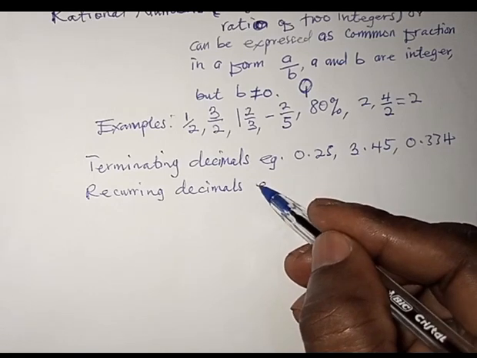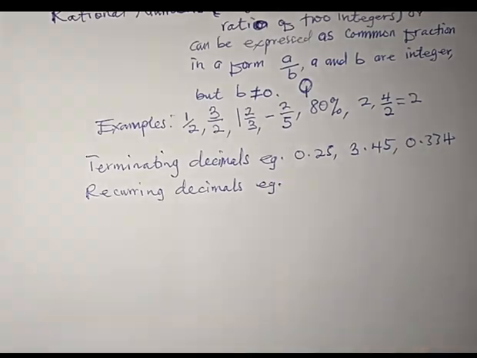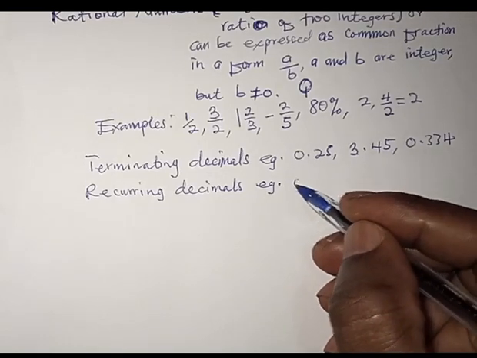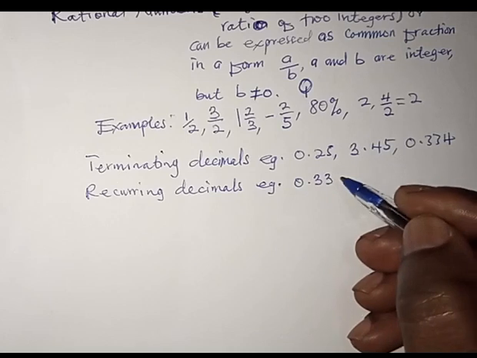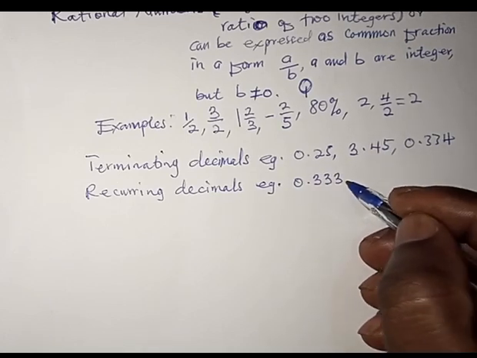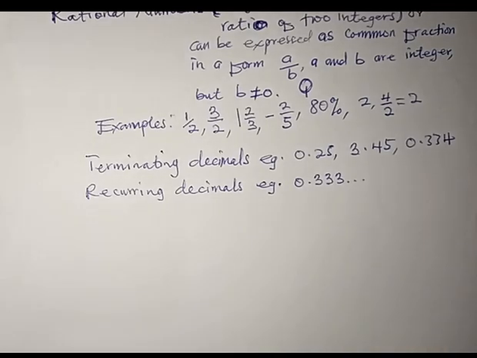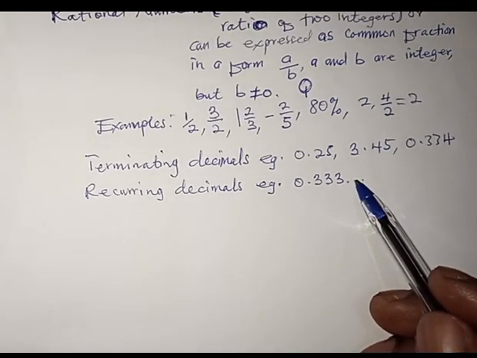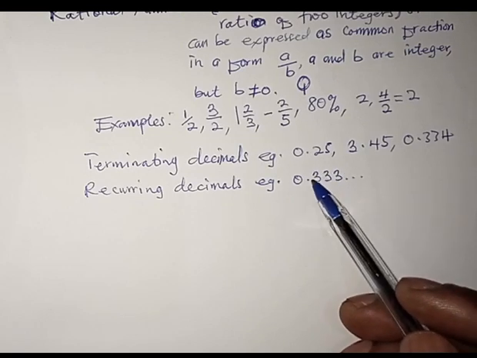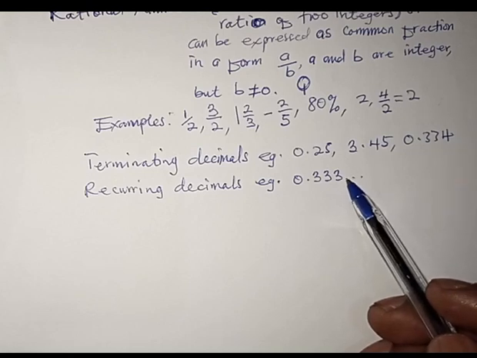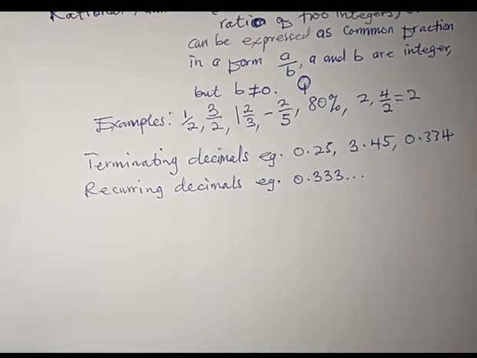Let's look at some examples. We can write 0.3 with three dots after it. This shows that the 3, which is the last digit, keeps on repeating. If I want to continue, I can go and go and go. It will never end. Okay, right?